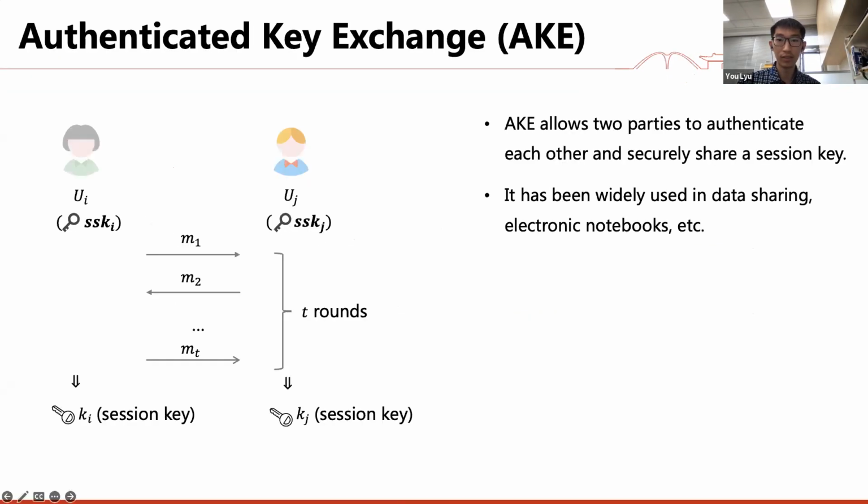Now we recall the authenticated key exchange first. AKE allows two parties to authenticate each other and securely share a session key. It has been widely used in data sharing. As shown in the left figure, user UI has long-term key SSKI, and user UJ has long-term key SSKJ. When they want to share a session key, they will send some messages to each other, and at last, they will agree on a session key.